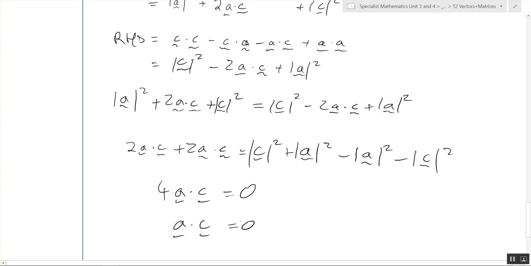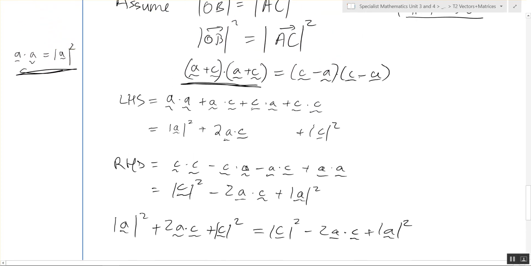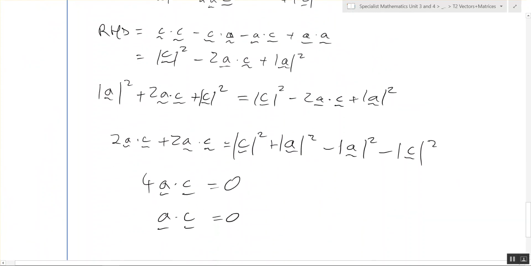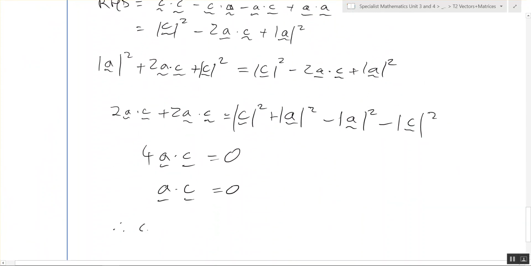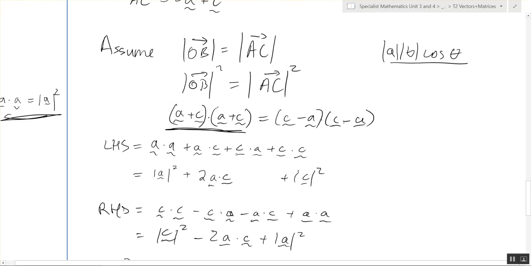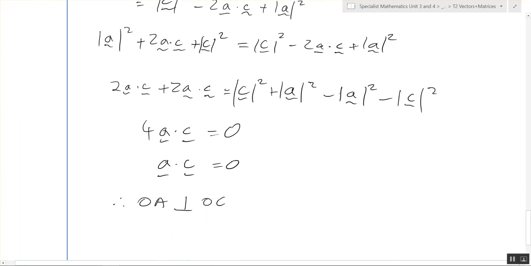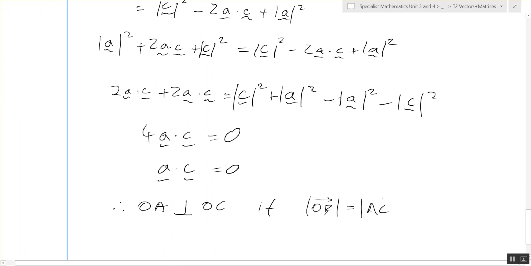What does this tell us? If the dot product is 0, then the vectors are perpendicular. So this tells us the side OA, therefore OA is perpendicular to OC, if our assumption here holds that OB equals AC. So there you have it.